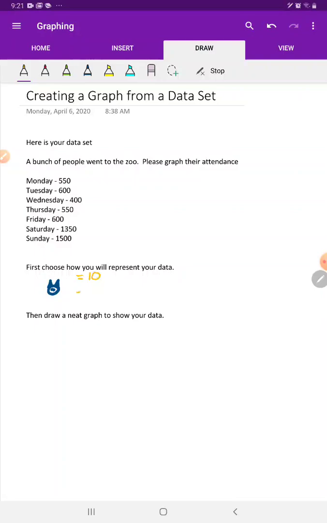Okay. Now I can choose what that animal means. I could say it means 10. I could say it means 20. I could say it means 50. I could say it means 100. But let's look at these numbers and see which of these numbers kind of make the most sense for this data set. Every single one of these numbers will work. So the question is which one do I want to use? And I've decided I'm going to use 100. Okay. The reason I'm going to use 100 is because I don't want to draw too many pictures, but I want to do something that's fairly accurate.